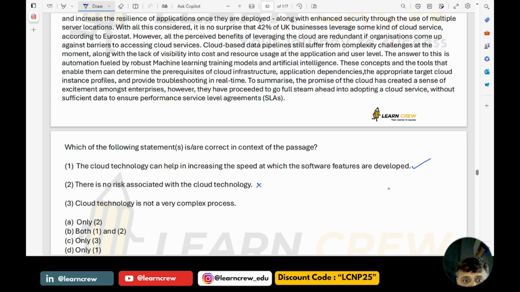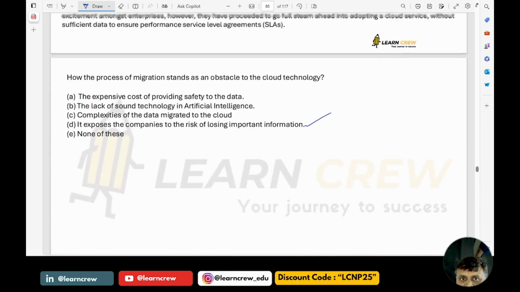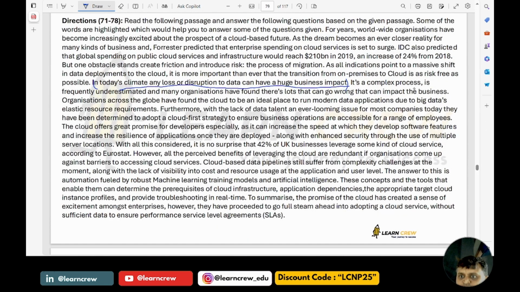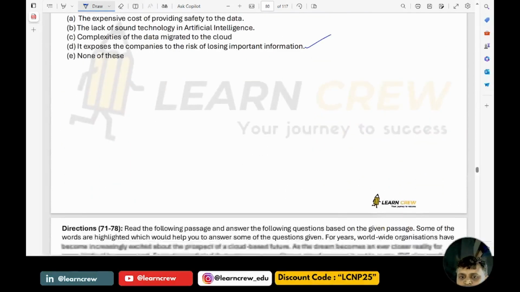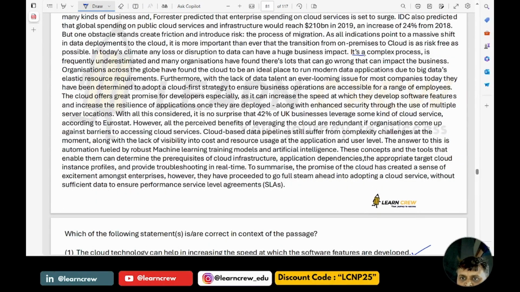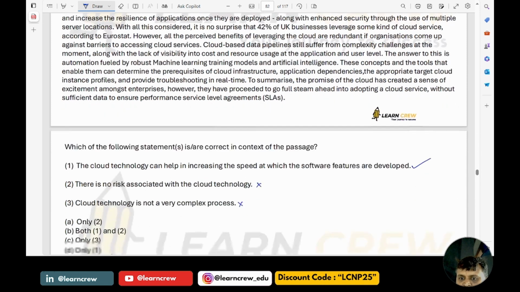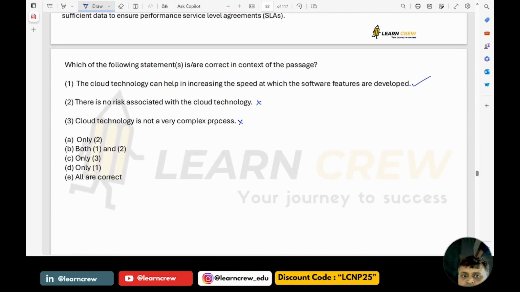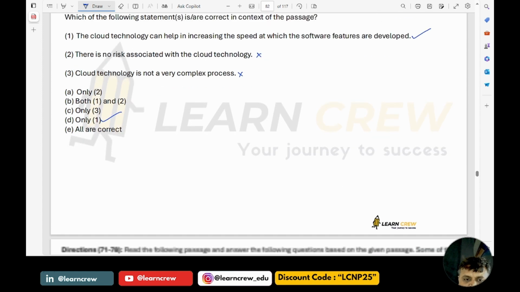The cloud technology can help in increasing the speed at which the software features are developed. The statement that cloud technology is not a very complex process is also not correct as per the passage. Because if you see here, it is very well said that it is a very complex process. Whereas in your options here, it says it is not a complex process. So 2 and 3 are wrong, and only one is correct. So option D is the answer. Next.